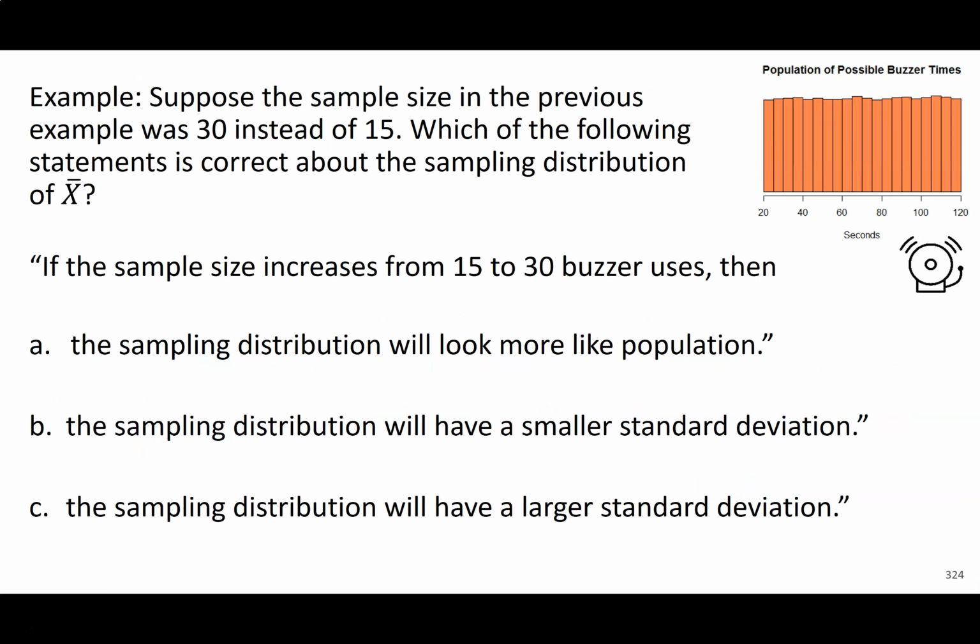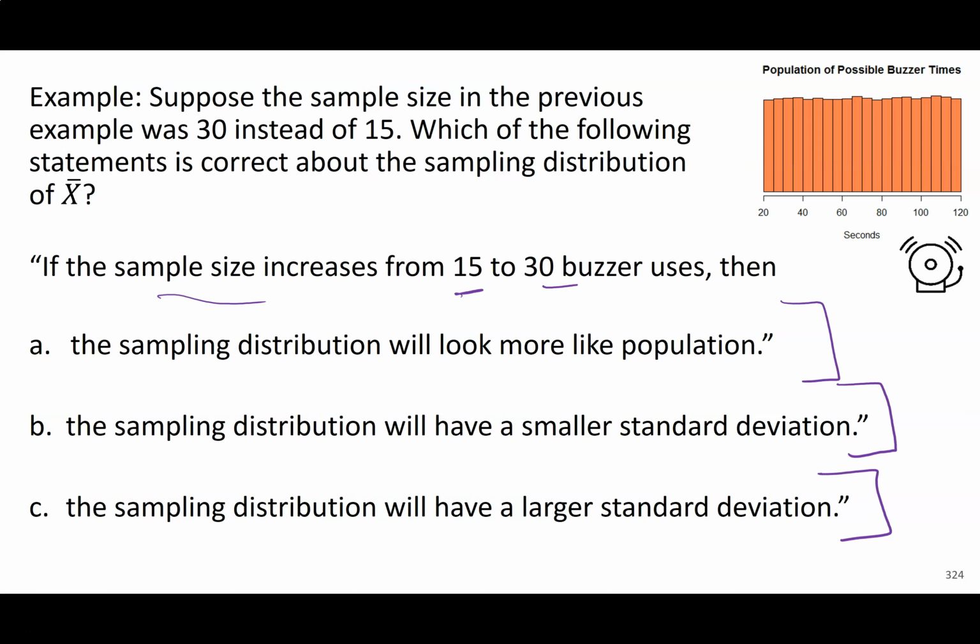So looking at this problem, suppose that we had a different sample size. Instead of taking 15 buzzer times, we're going to take 30 buzzer times. So we want to figure out, if we did that, what changes for our sampling distribution of x bar? If we change our sample size from 15 to 30, the sampling distribution will have a smaller standard deviation.